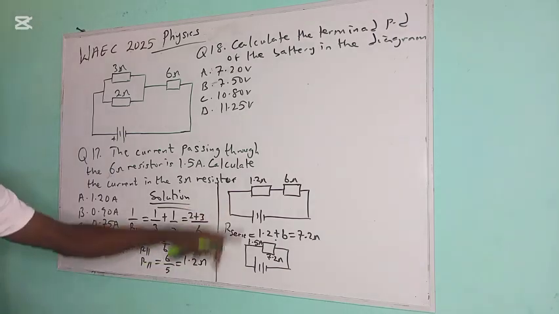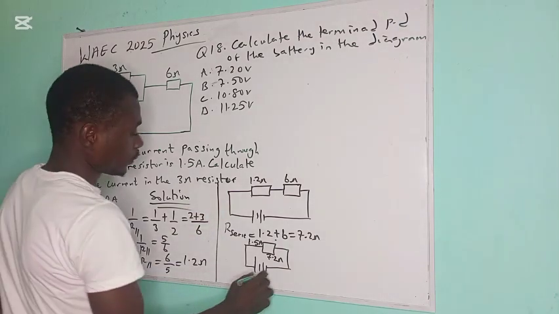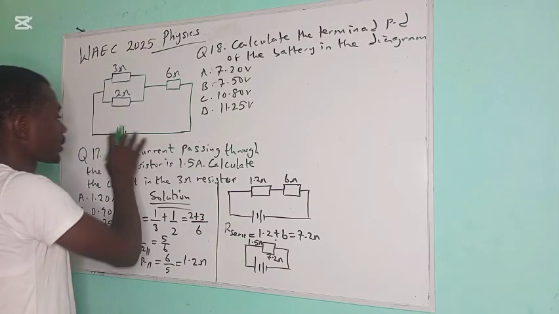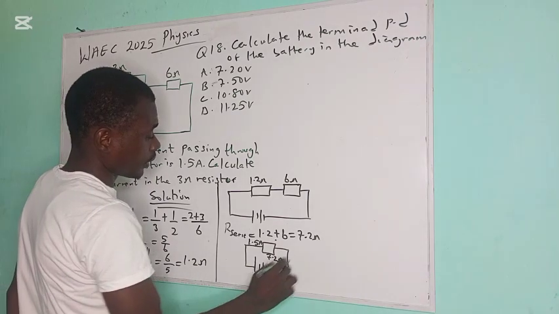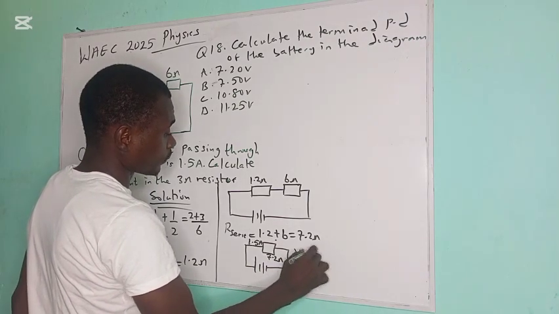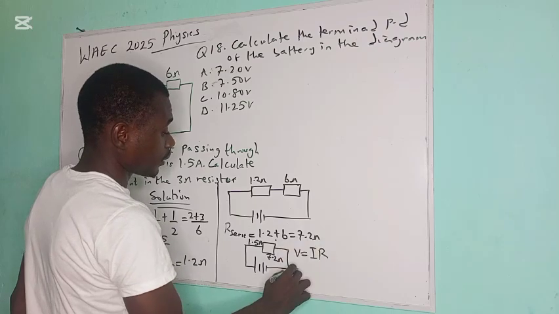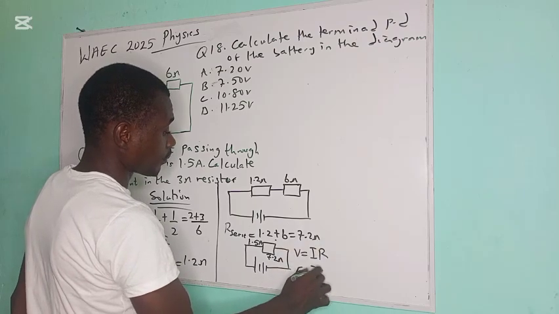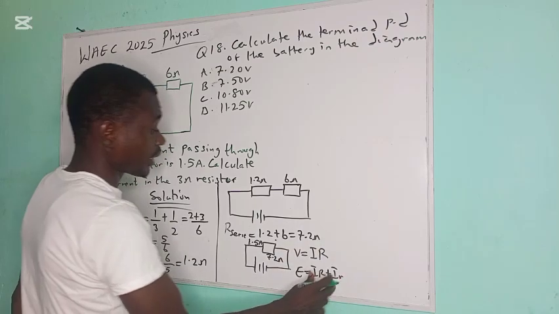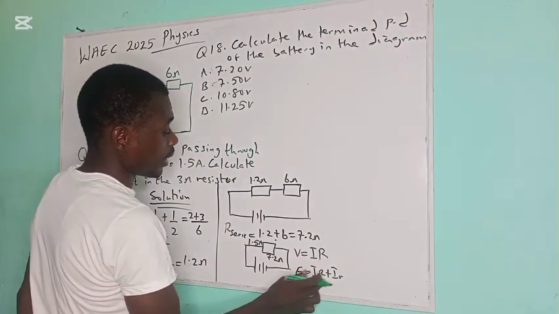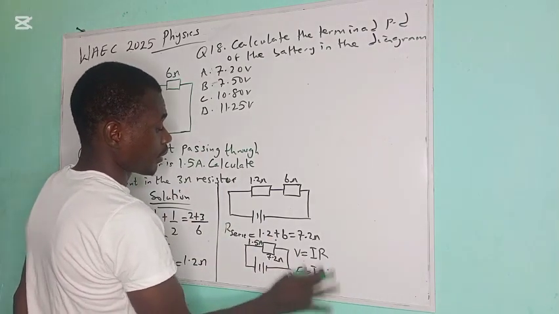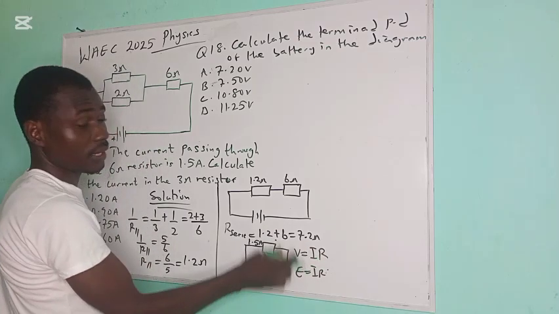Okay, it's 1.5. So now, what will be the potential difference across it? From Ohm's law, V is equal to IR. Or you can use E is equal to IR plus Ir, but neglecting the internal resistance, that will be zero. So it will become IR here. So it's still the same thing.